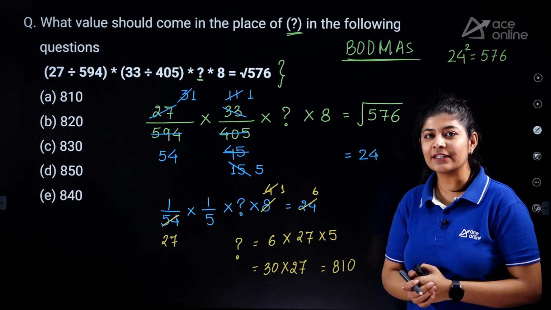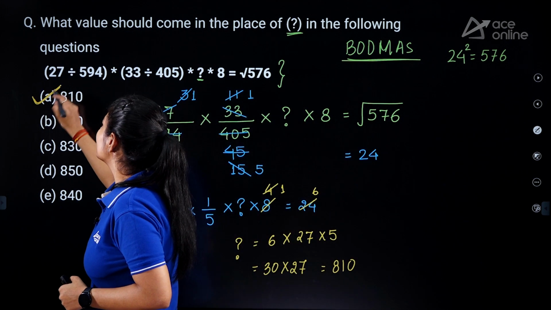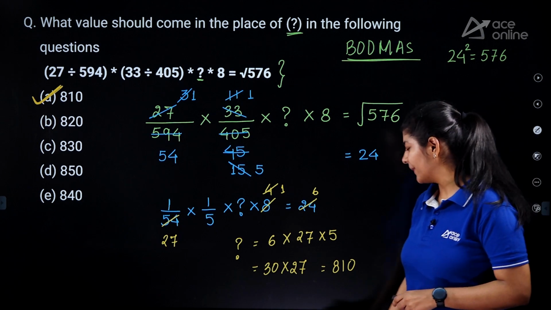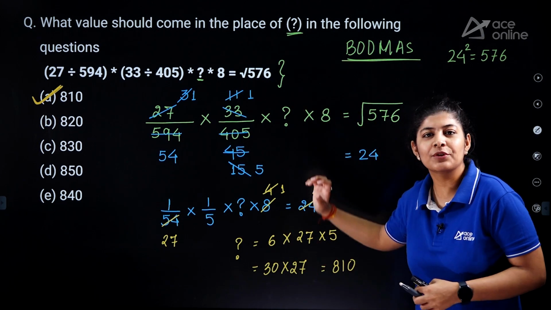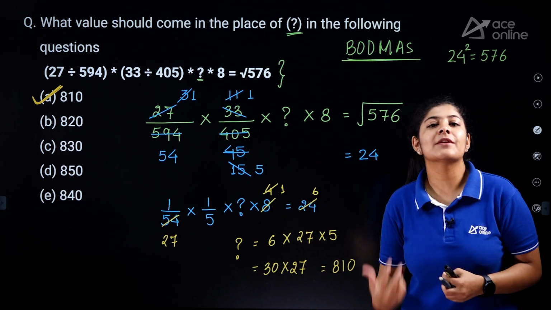Do we have that in our options? Yes, we have that. So the correct option over here is option number A. This is again a very simple answer. All we have to do is the basic mathematical calculation over here.